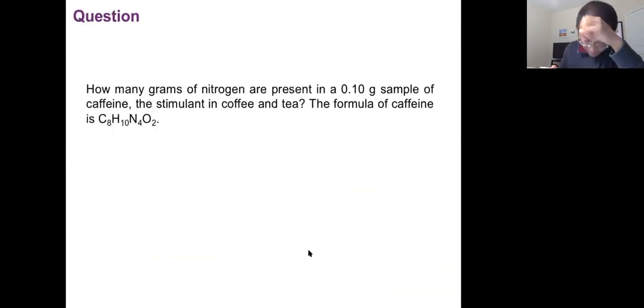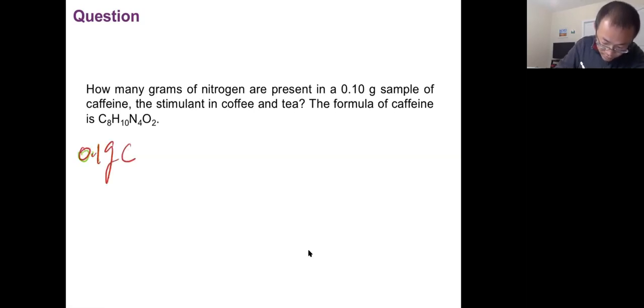So this question: how many grams of nitrogen are present in a 0.1 gram sample of caffeine? The formula of caffeine is C8H10N4O2. So we were given 0.1 grams of caffeine, C8H10N4O2. Multiply. Again, take a look, guys.